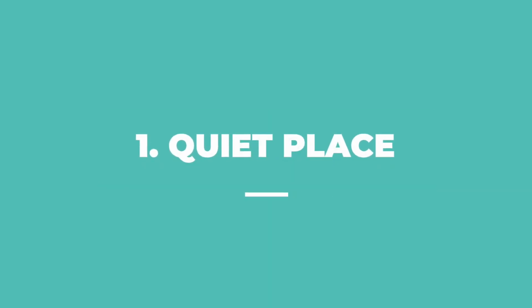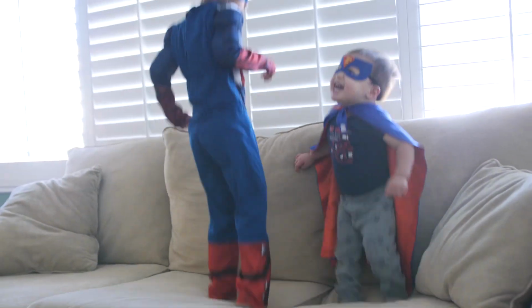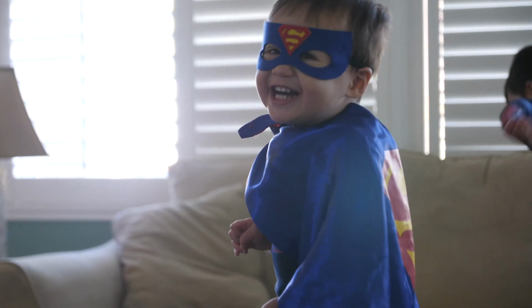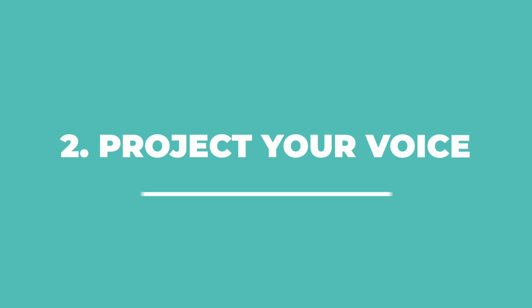Number 1, find a quiet place. Like when I have the house all to myself, it's super quiet. Because usually it's not. Number 2, project your voice. That means don't be shy on camera. Speak from the gut, which is something I have to remind myself to do too.